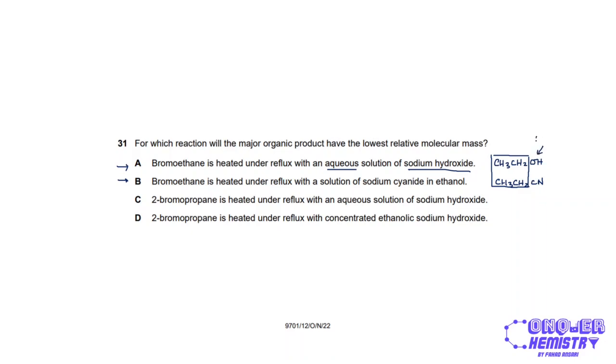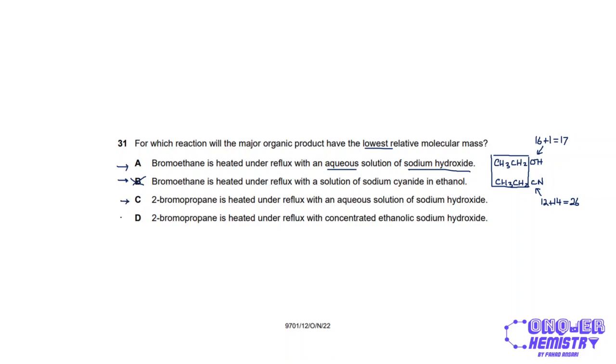So for OH, it is 16 plus 1, that's 17. For CN, that is 12 plus 14, so that is 26. So we want to find the lowest relative molecular mass. All right, so option B is already out. Okay, and now option C and D.